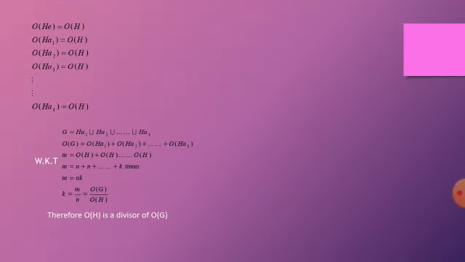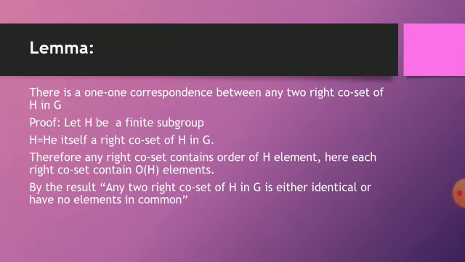Now, let us see a lemma. There is a one-to-one correspondence between any two right cosets of H in G. Proof: let H be a finite subgroup. H is equal to HE, itself a right coset of H in G. Therefore, any right coset contains order of H elements. Here, each right coset contains order of H elements.